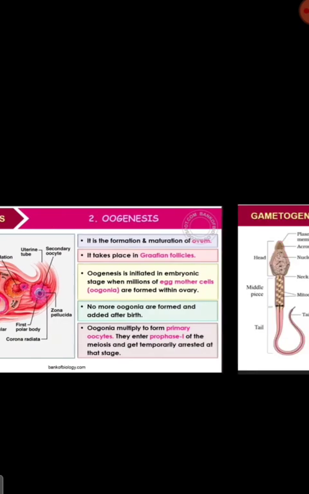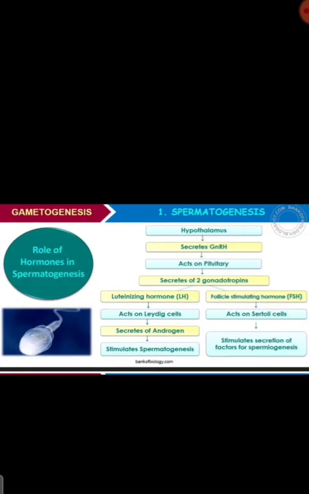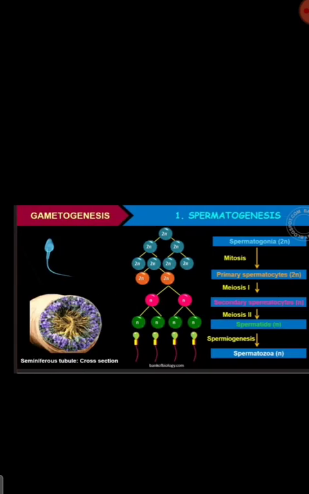So this is about spermatogenesis. I hope you understood the topic, the role of hormones and how the hormones are produced. Everything is important.